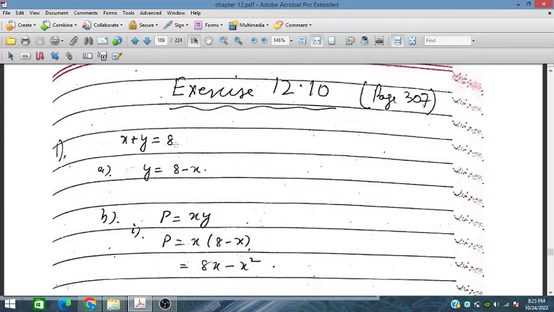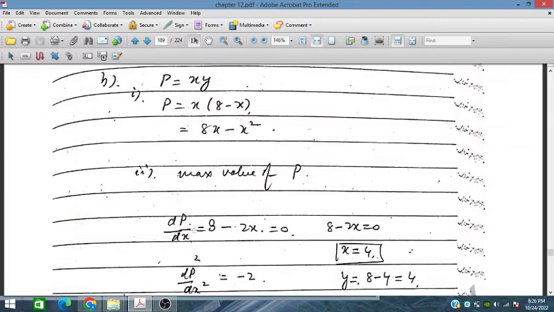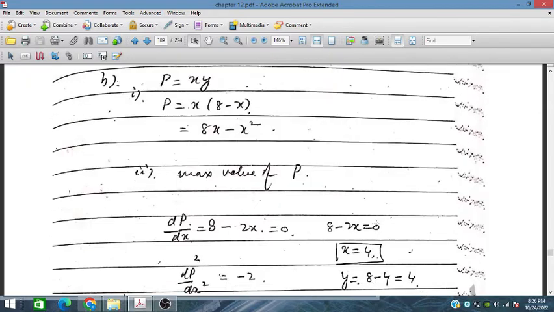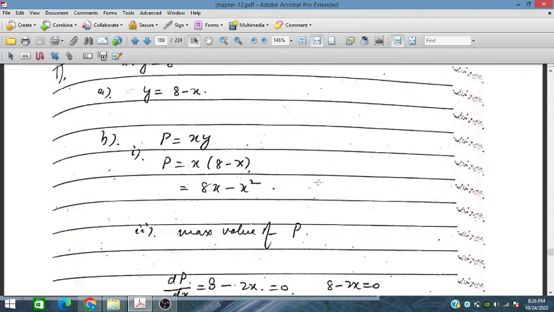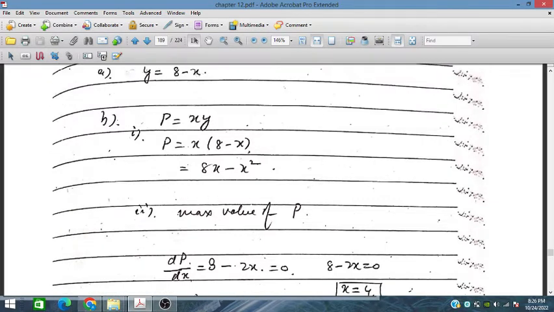So this is the first part: x plus y is equal to 8, and we have to write y in terms of x, so y is equal to 8 minus x. So p is x and y, so in place of y we can place 8 minus x here. So this is 8x minus x square, the maximum value of p. So we have to differentiate with respect to x, and we get 8 minus 2x is equal to 0, x is equal to 4. So place x is equal to 4, and we have y is equal to 8 minus 4, so y is equal to 4.